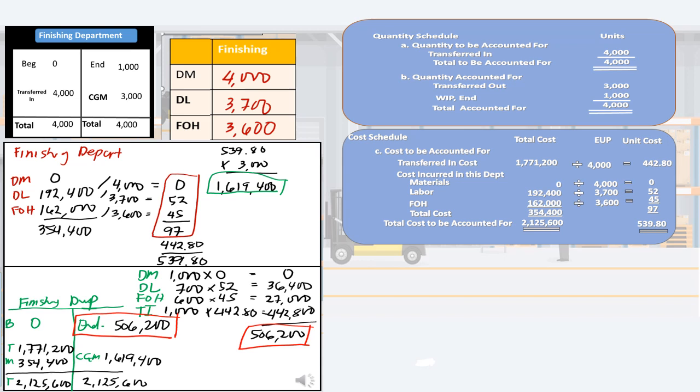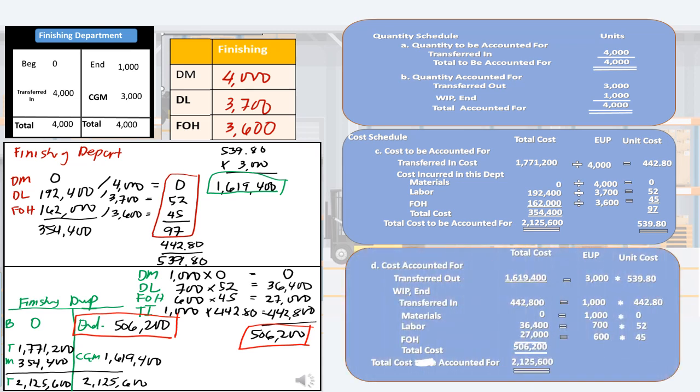So on the last part, which is the cost accounted for, so ang ating tip ulit ay pabaliktad. So from right to left. So from right to left, pwede na nating ilagay yung transferred out, which is 3,000 units, times doon sa ating cost, which is 539.80. So ang lalabas po doon is 1,619,400.